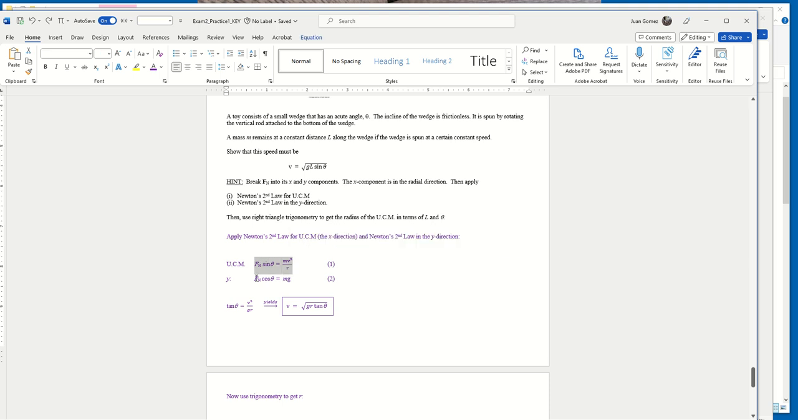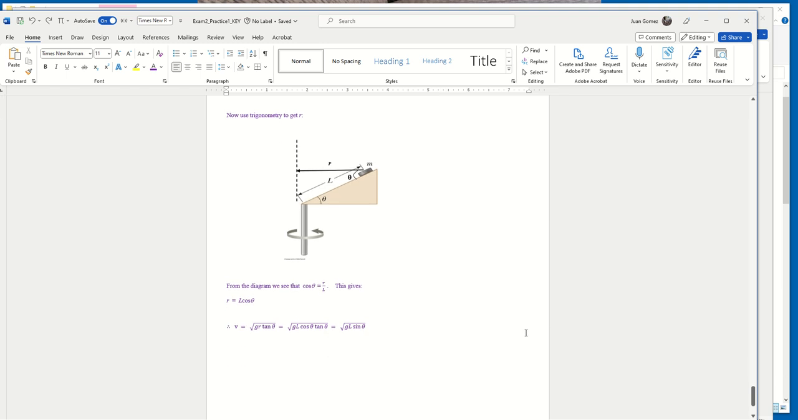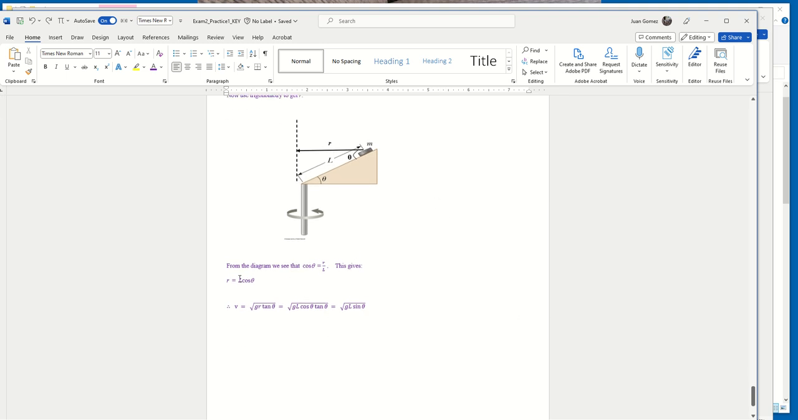We have equation 1 and equation 2. This is a standard technique. Divide equation 1 by equation 2. On the left-hand side, the Fn's cancel. Sine over cosine is tangent. On the right-hand side, the m's cancel. You get v squared divided by g r. Solve for v. Then just use trig to get an expression for r, L cosine theta, and plug that expression for r into the original answer. Then cosine theta times tan theta results in sine theta.